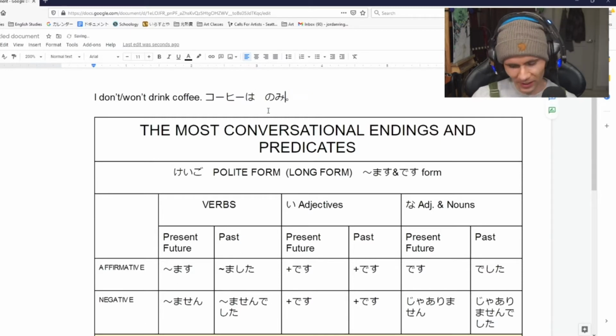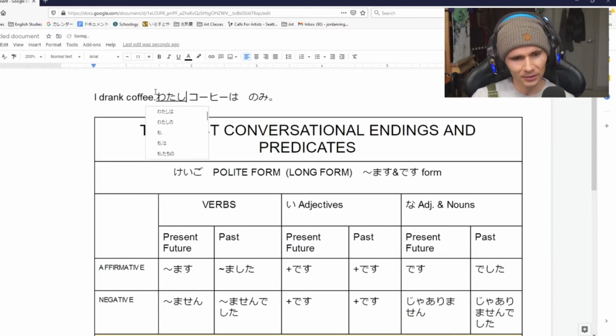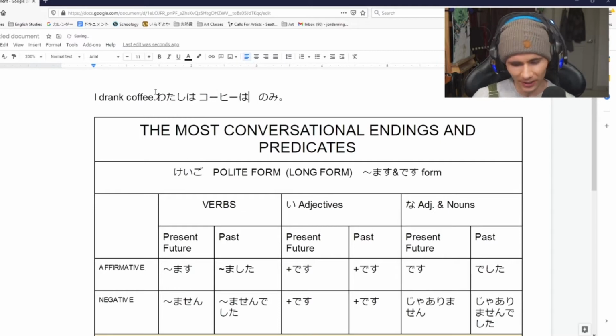So if you wanted to say I drank coffee, or I did drink coffee, same thing, right? That would be 私は, if you have to specify the topic of the sentence, then コーヒーを飲みました. I drank coffee. And now if this is the past negative, we would replace コーヒーを飲みました with コーヒーを飲みませんでした. Like this. 私はコーヒーを飲みませんでした.